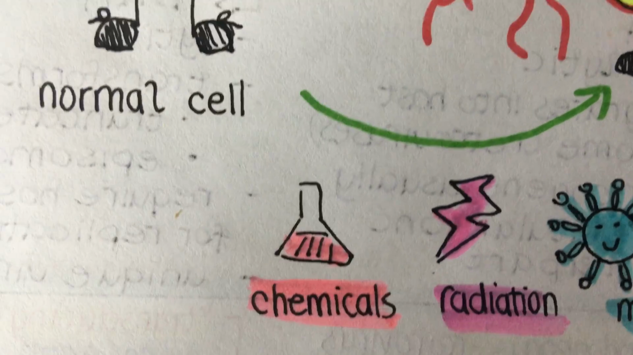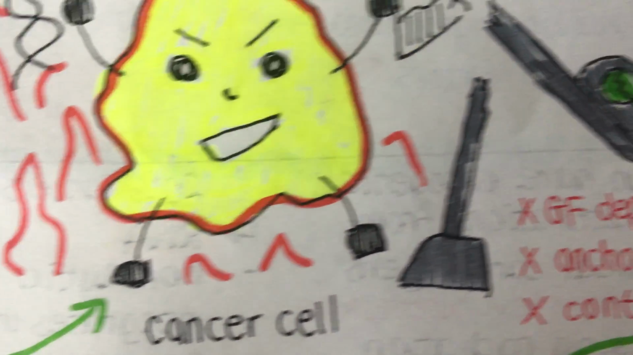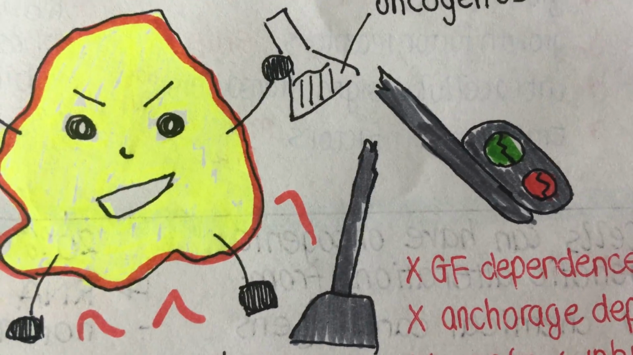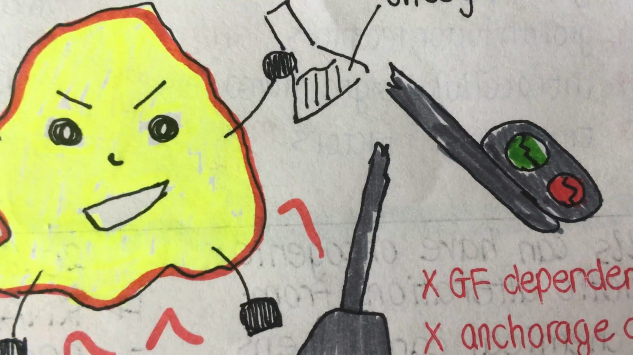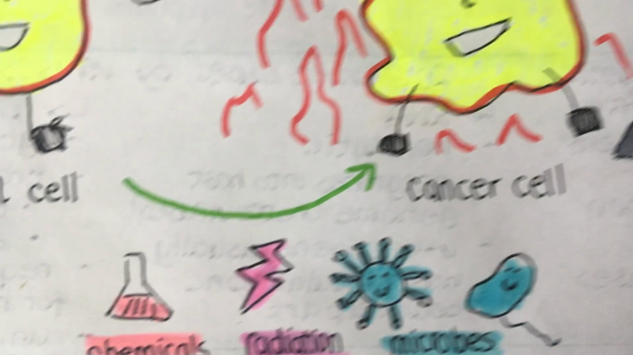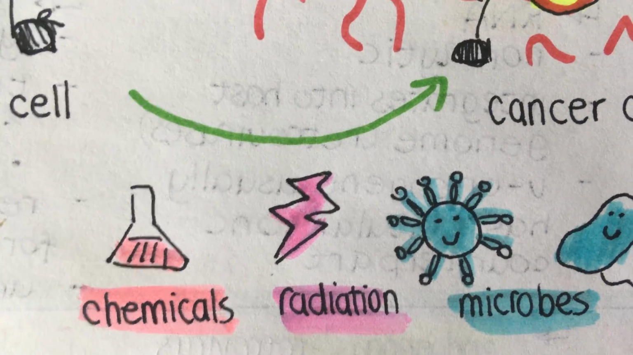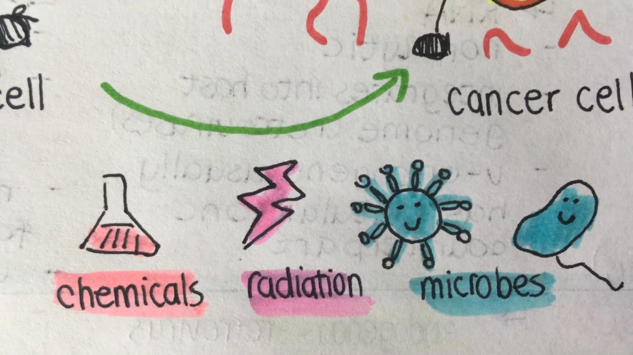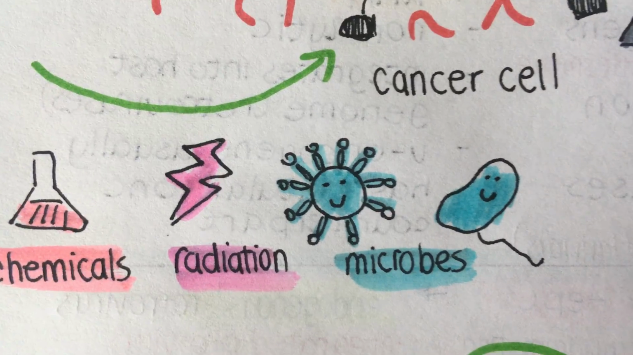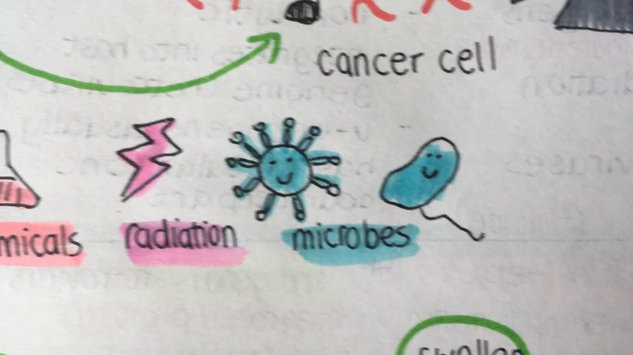Genetic alterations can result in overactive oncogenes that promote cell proliferation or inhibition of tumor suppressor genes. Genetic alterations can be caused by chemical carcinogens, ionizing radiation, and microbes. Over 20% of cancers are caused by viruses.